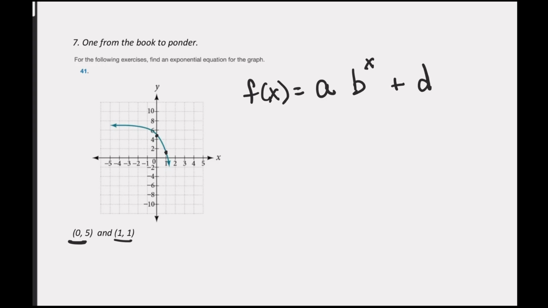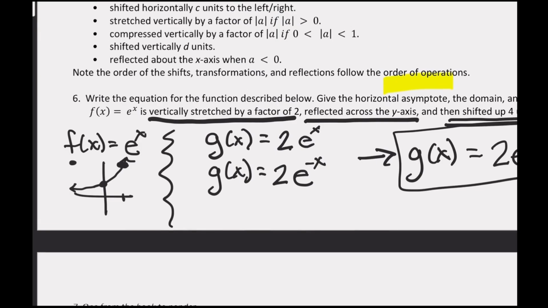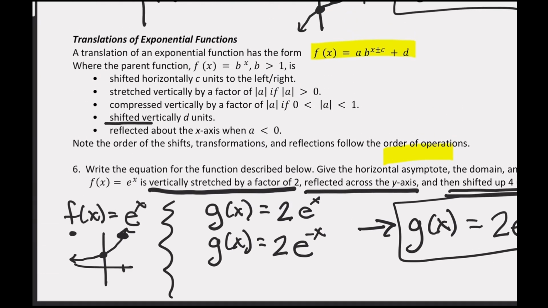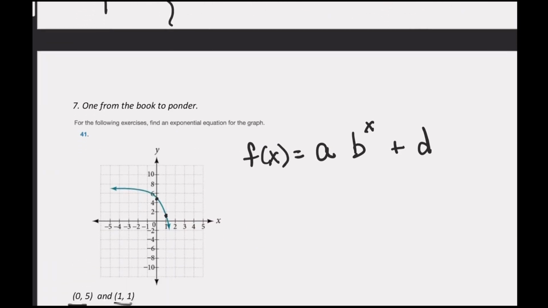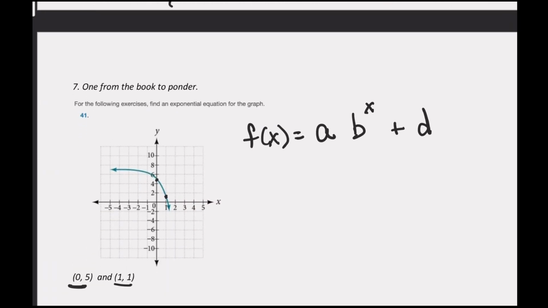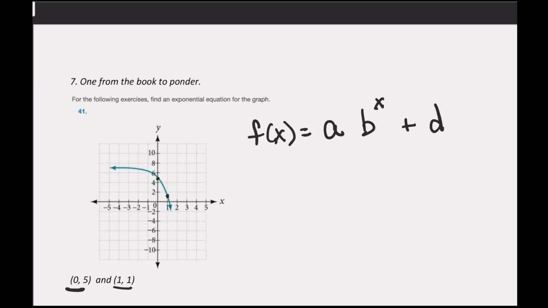Okay. I don't know if you've noticed, and I haven't overly pointed it out, but when we have a vertical shift, there's that plus D on the back end. It's always that plus number on the back end. So I can see that my asymptote is probably at 7. So I'm going to make this a 7. Okay.